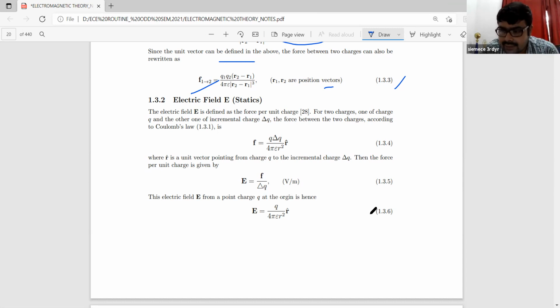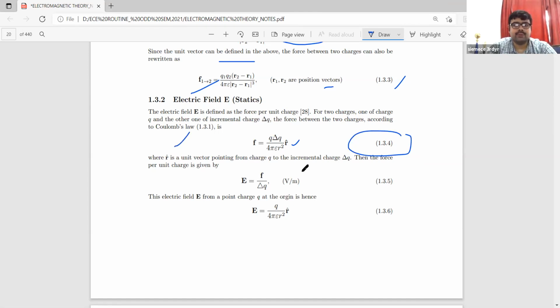For two charges, one of charge Q and the other an incremental charge, I have just mentioned a small amount of change. In this case, they are talking about the incremental charge amount delta Q. The force between the two charges, according to Coulomb's law, we can express as equation 1.3.1, that may be written like this: F equals Q into delta Q divided by 4 pi epsilon r square r cap. This is equation number 1.3.4.